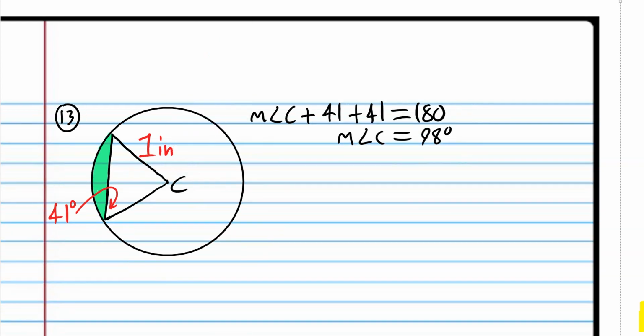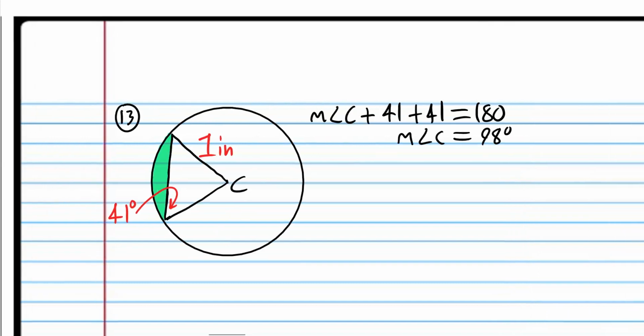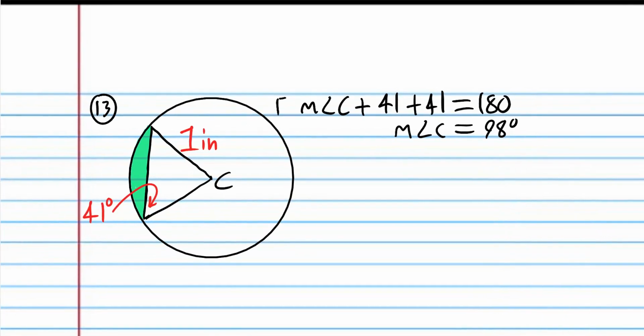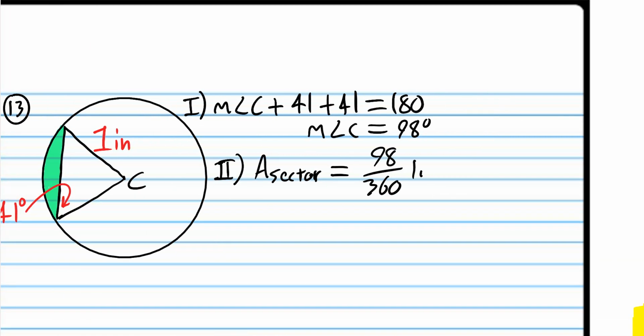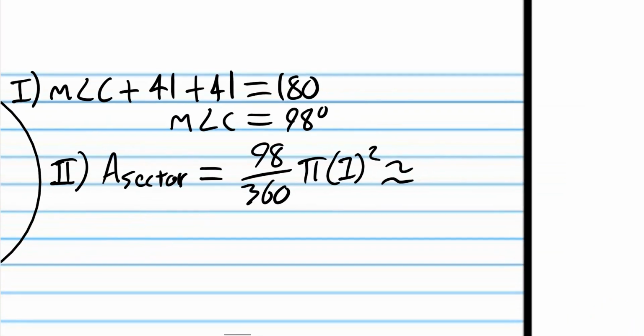Now we have the central angle, and it's the exact same problem that we did before. So that was step 1. That was just an extra step there. And step 2 is going to be finding the area of the sector. So 98 over 360 times pi r squared. And get your calculator out. 98 divided by 360 is equal to, and then times pi is equal to, and then times 1, because 1 squared is just 1. So we get 0.8552.